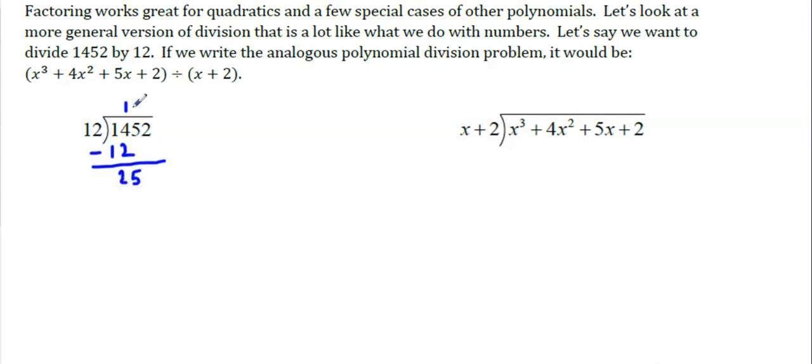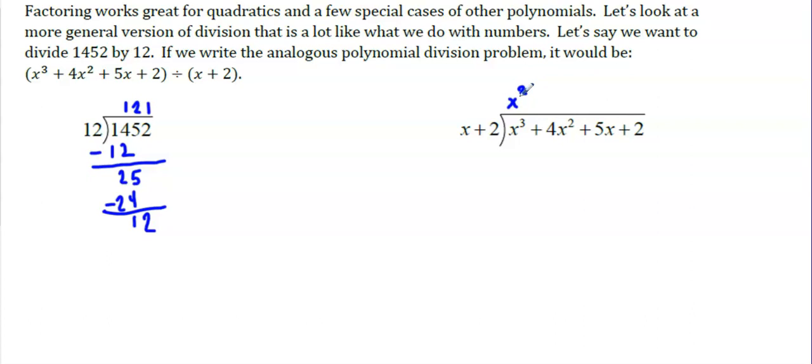12 goes into 25 2 times. 2 times 12 is 24. I subtract. I get 1. Then I bring down this 2. 12 goes into 12 one time. So the steps for polynomial long division are really similar and they're actually a little bit easier. So all I need to do is consider this x and this x cubed. What do I need to multiply times x to get x cubed? Well, that answer would be x squared.